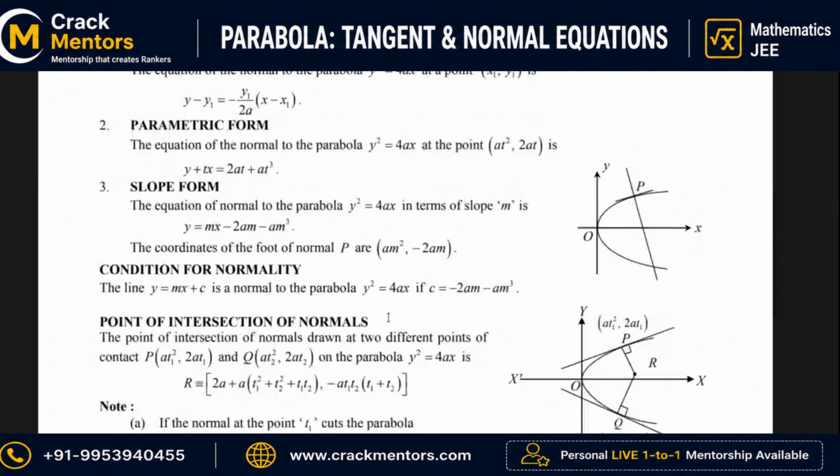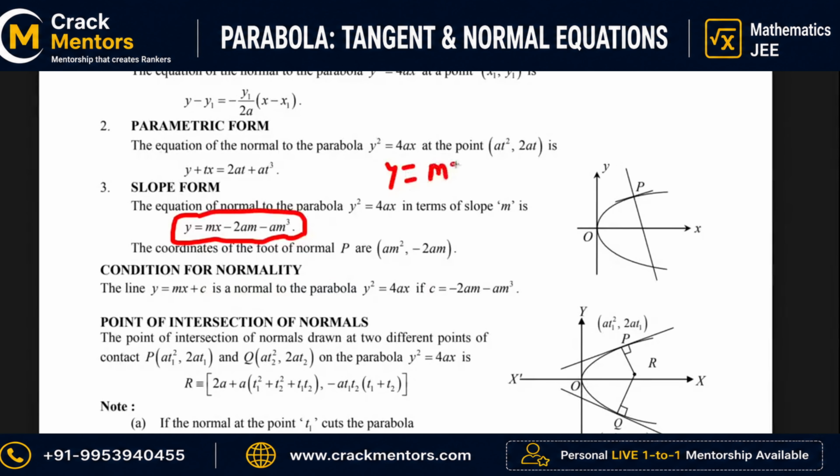Condition for normality is important. So you don't need to remember it separately. The important thing is to notice this line should be of the form y equals mx plus c. That means c is minus 2am minus am cubed. Then the coordinate of foot of normal. This is important. Did you write this?